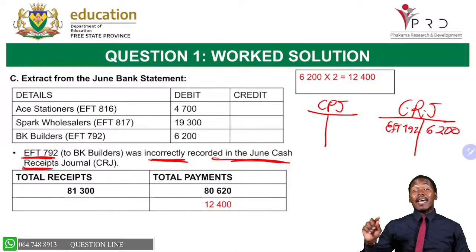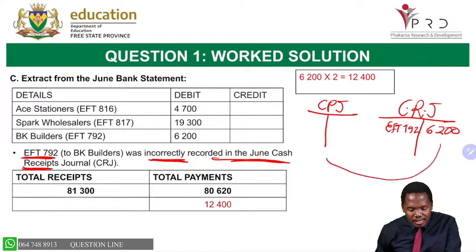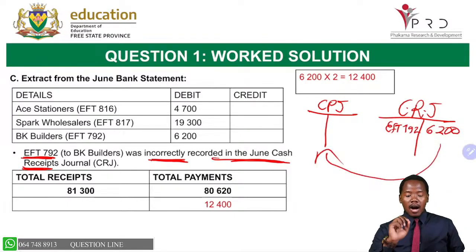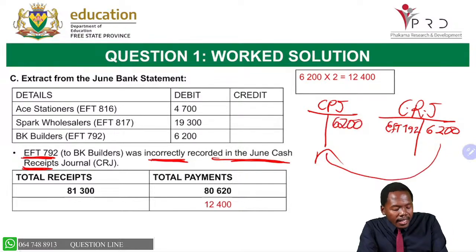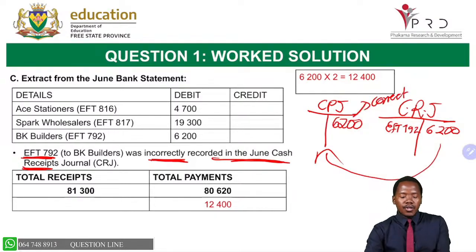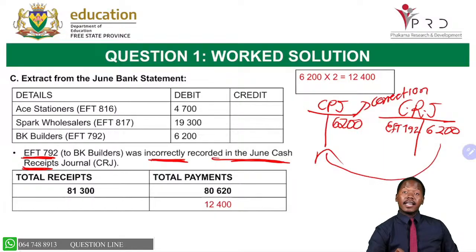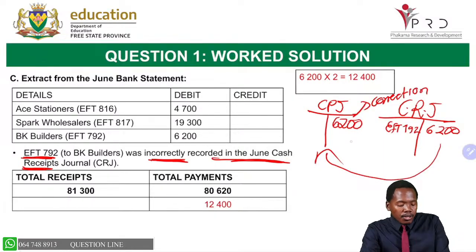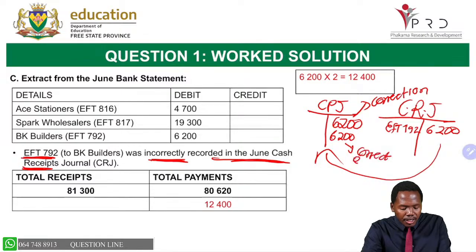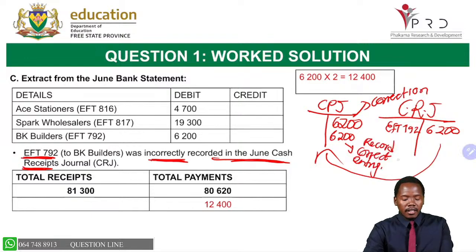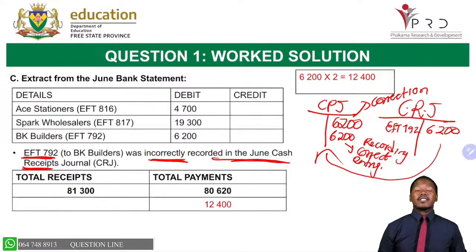How do we correct this? We are going to correct it by entering it in the CPJ now. Now, how do we do that? We first enter the first 6,200. Why are we doing that? To correct the mistake that was done. So this is the correction of the mistake that was done. And then number two, what do we do again? Now we record the 6,200 again in the CPJ. Now we are recording the correct entry.